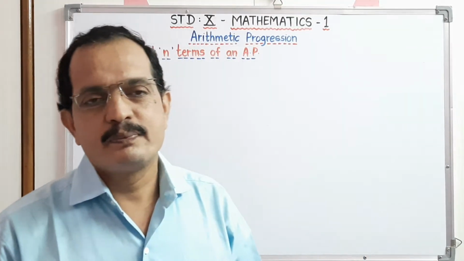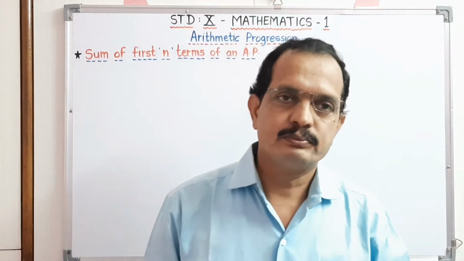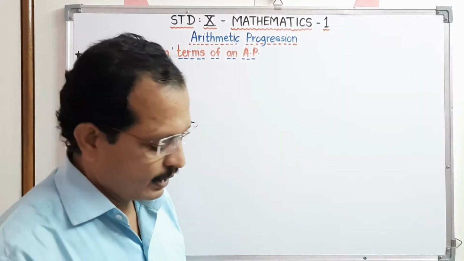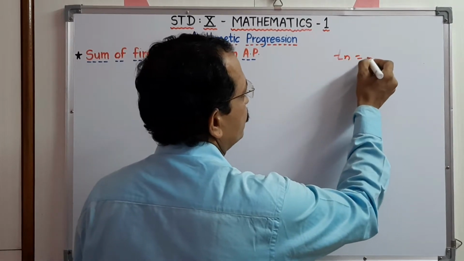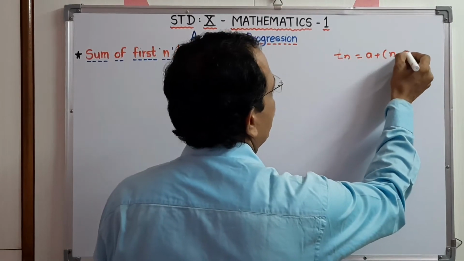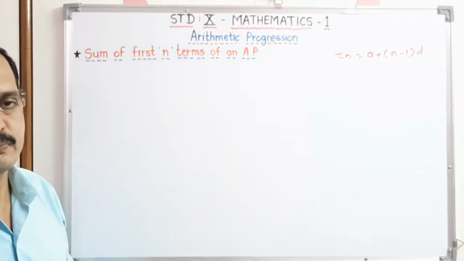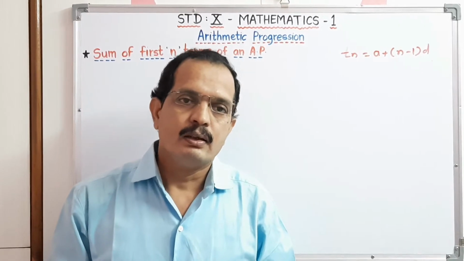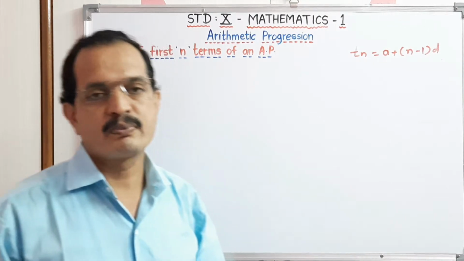Welcome dear students. In the last lecture we completed practice set 3.2. In that we learned how to find Tn. That means the Tn formula: Tn is equal to a plus n minus 1 into d. By using this formula we find any term of an AP. How this formula is derived, that also I have explained to you.